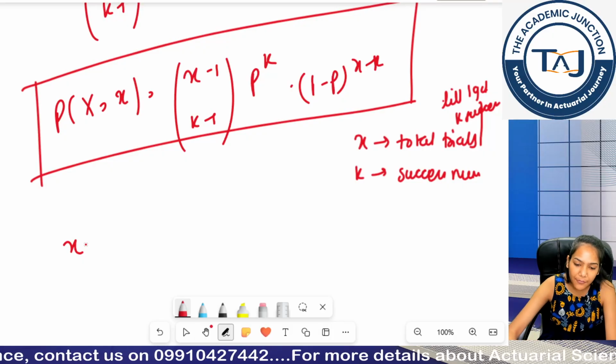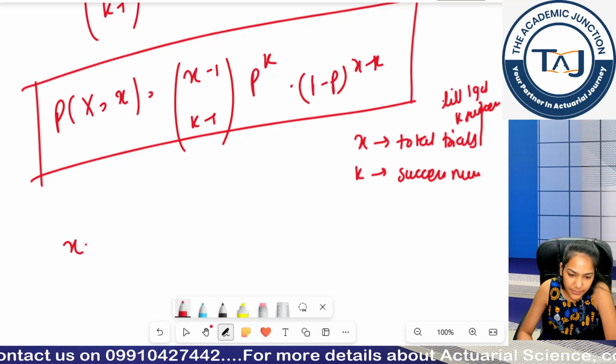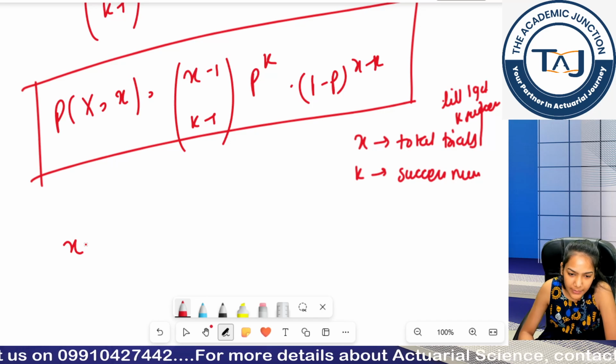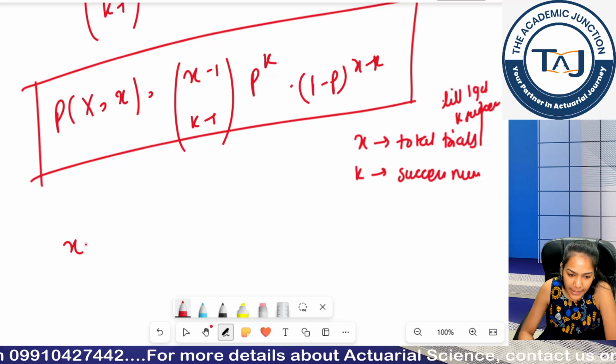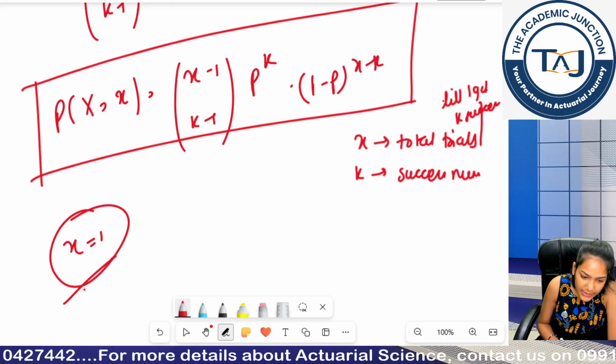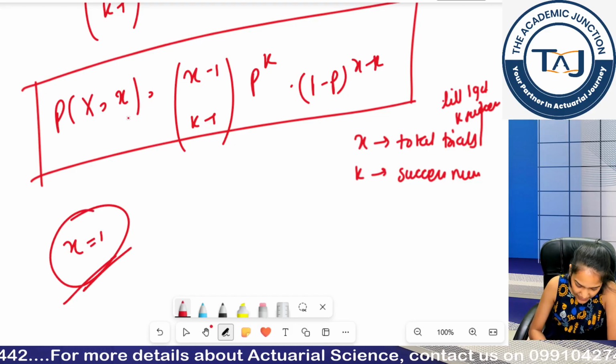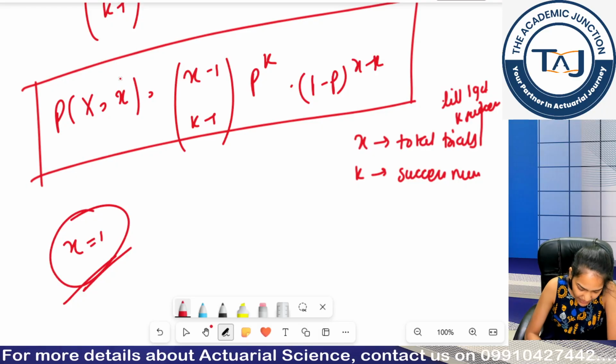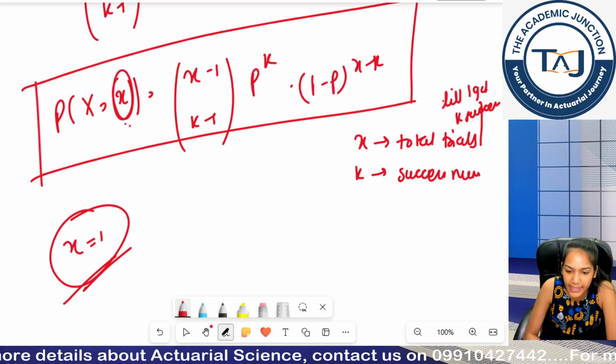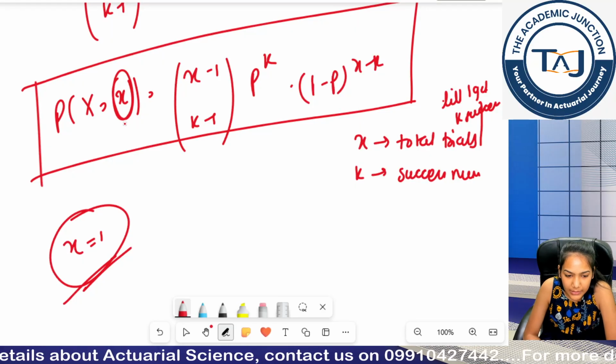My x will start from 0 or 1. I should have at least one trial to get my one success, right? Because I am getting my kth success at x. Clear?